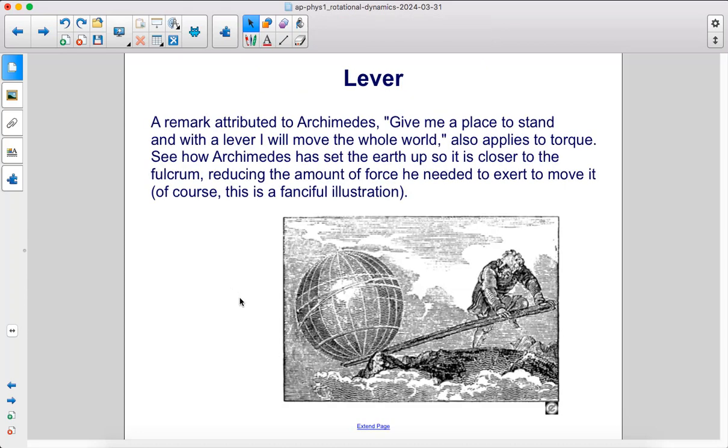A remark attributed to Archimedes, "Give me a place to stand, and with a lever I will move the whole world," also applies to torque. See how Archimedes has set up the Earth so it's closer to the fulcrum of this mountain here, reducing the amount of force he needed to exert to move it. Of course, this is not true. This is a fanciful illustration. But you can see that because the Earth is so massive, you're going to have to put it really close to this fulcrum in order to use a lever to lift it up.